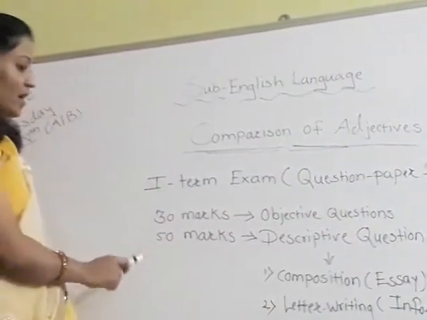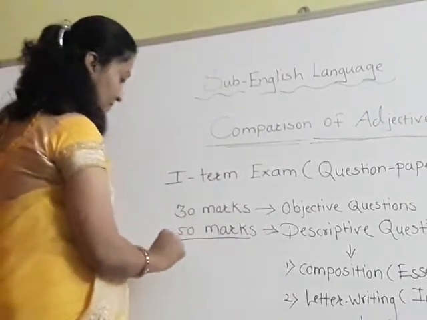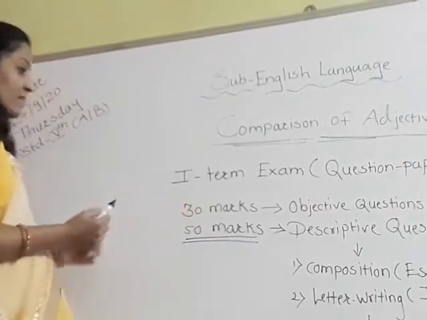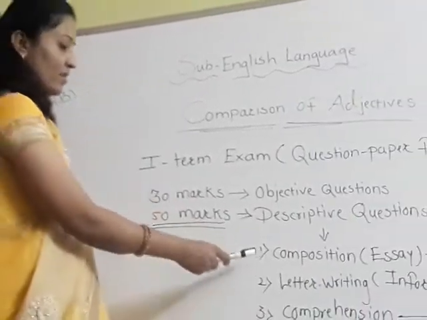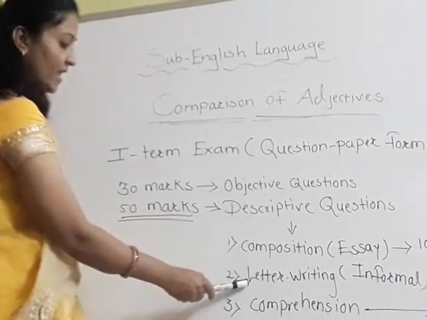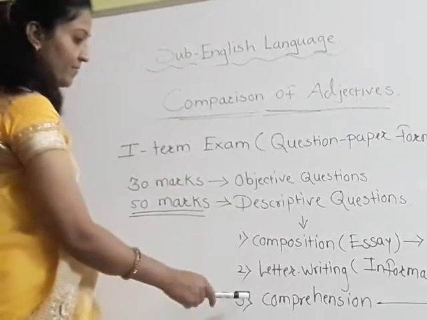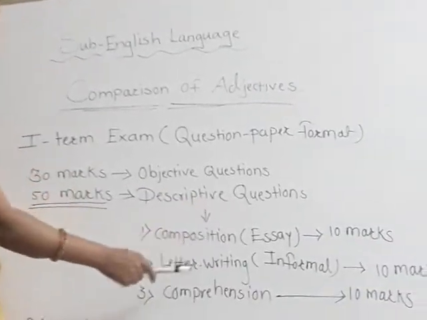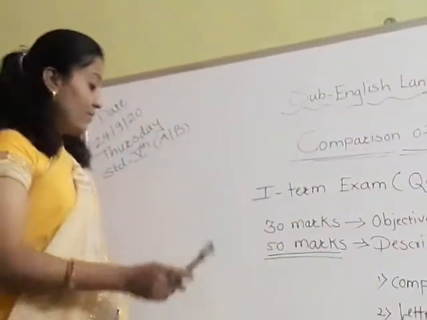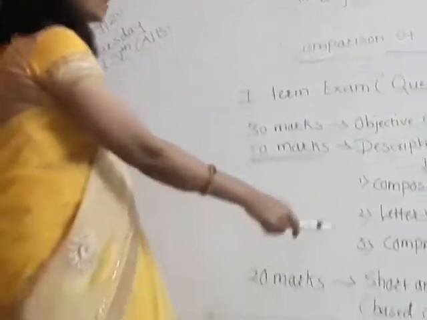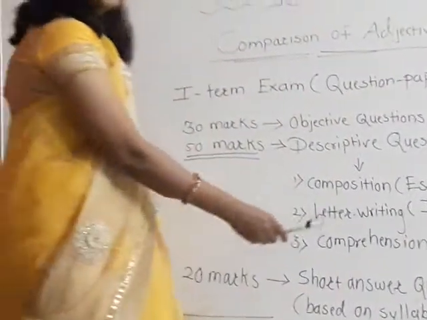In that 50 marks, descriptive questions will be one composition, one letter writing, one comprehension. They will be for 10 marks each. These are the total of 30. These will come for 30 marks, and beside that, 20 marks of short questions and answers will come, which will be based on your syllabus.